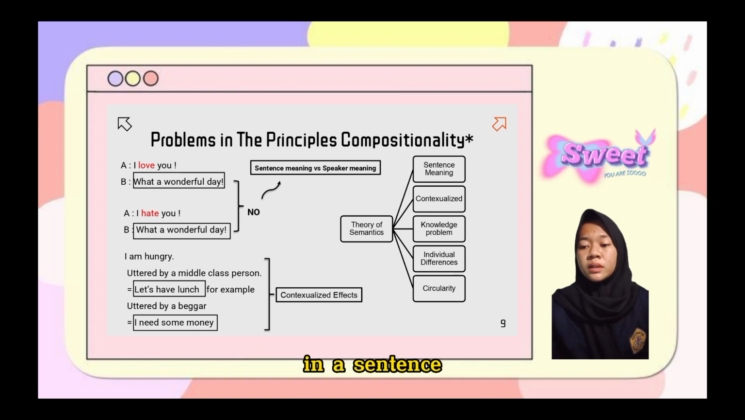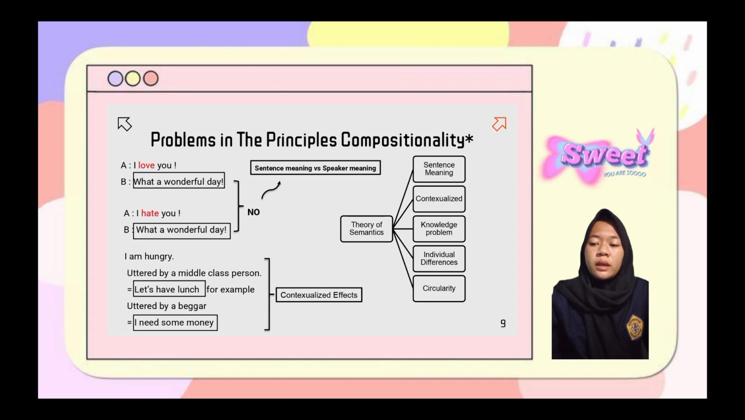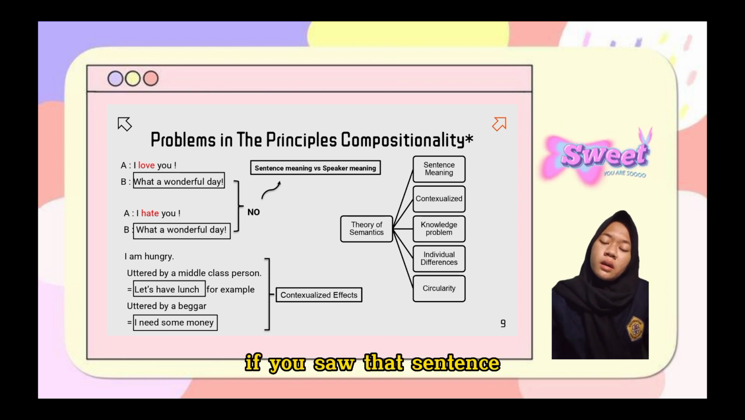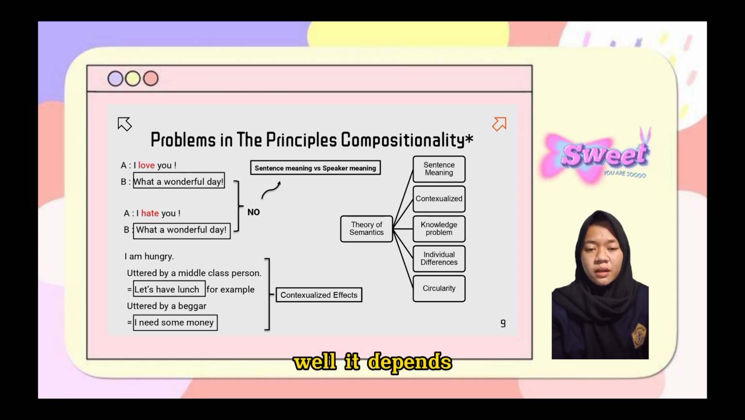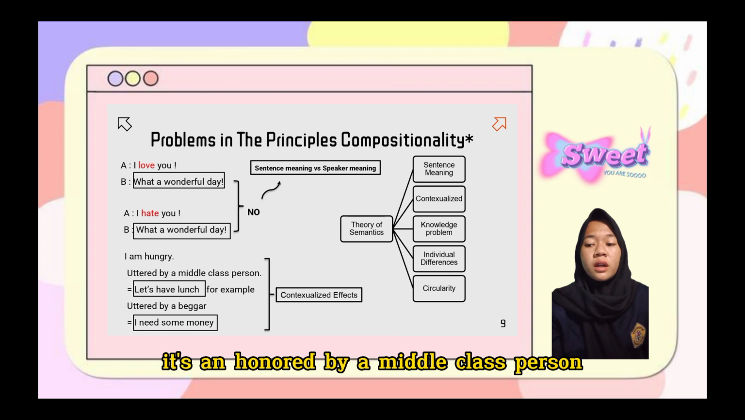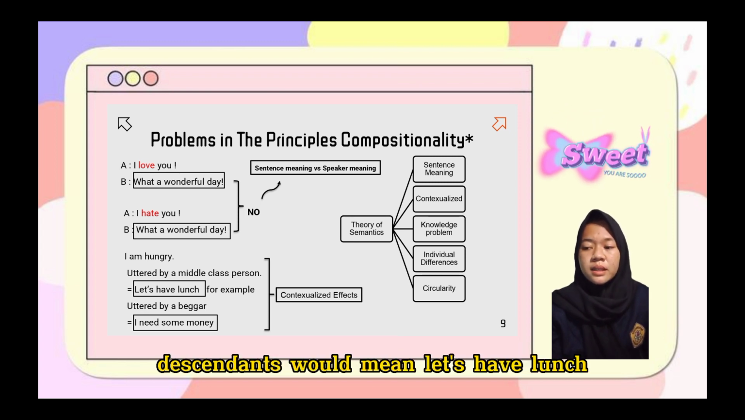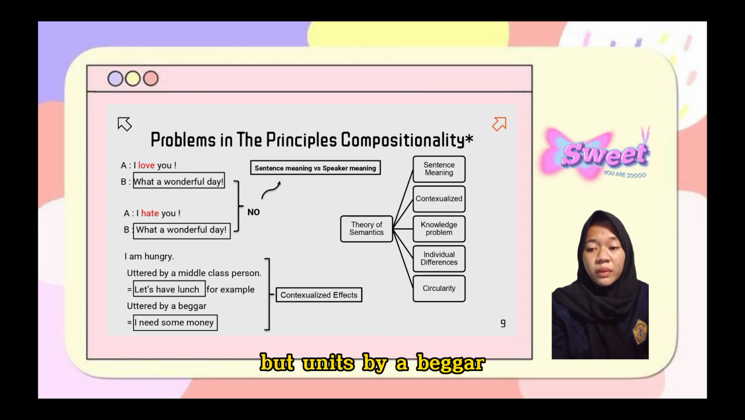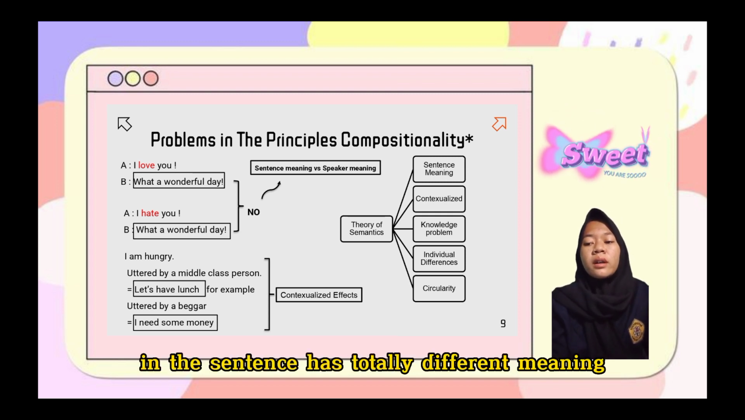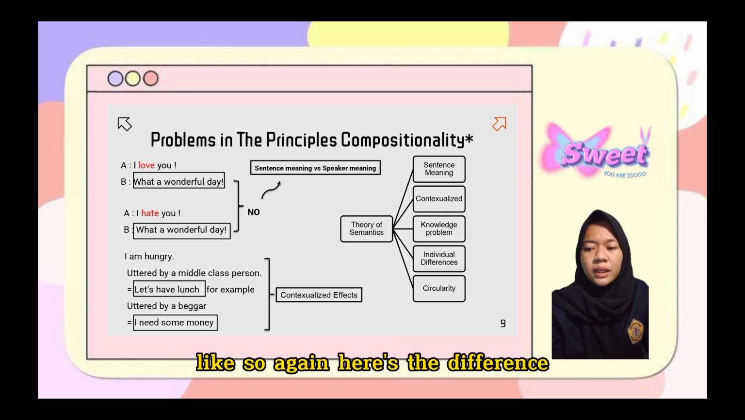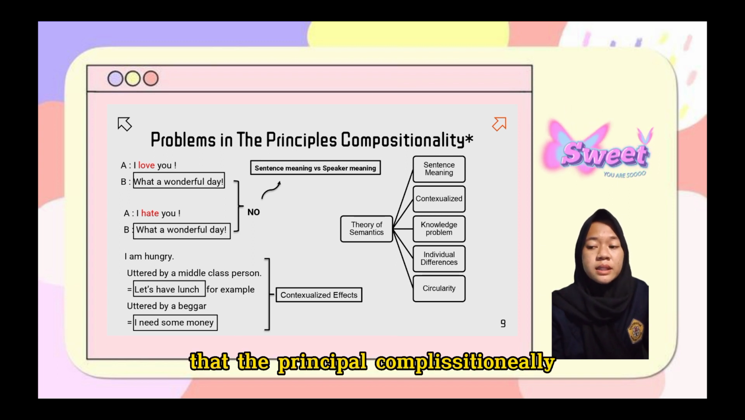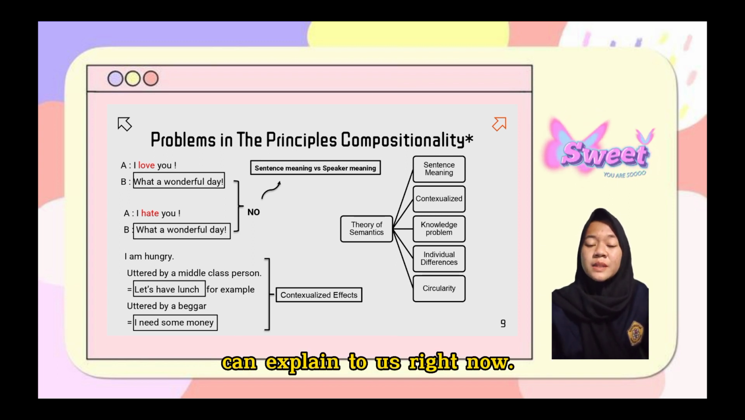Here is another example scenario. If you hear the sentence "Okay," what meaning would we understand? Well, it depends. If uttered by a middle class person, this sentence would mean "Let's have lunch." But uttered by a beggar, the sentence has a totally different meaning. In this case, it means "I need some money." So again, here is the difference that the principle of compositionality cannot explain to us right now.